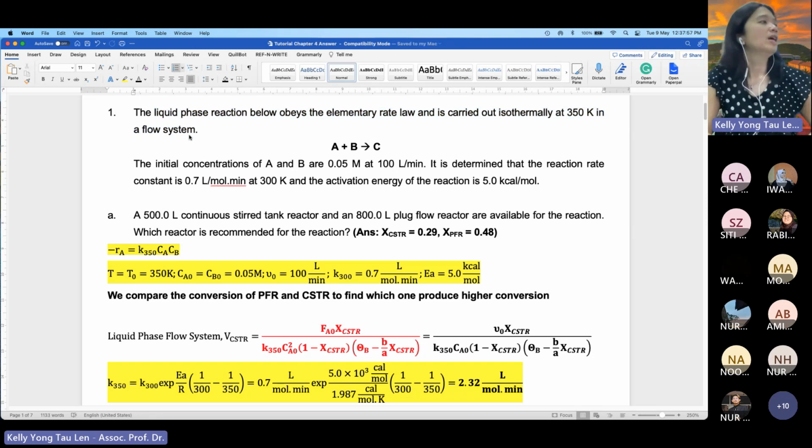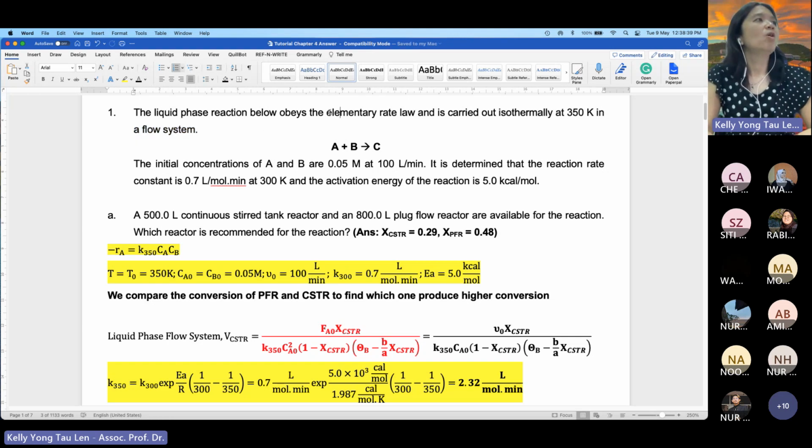So the first information is liquid phase reaction in a flow system. Okay, so you must understand, for a flow system, the equation will be different depending on whether this is a gas phase reaction or a liquid phase reaction. So you have to really know the difference in the equations when we are talking about gas phase or liquid phase. When it involves a flow system, meaning PFR or CSTR, they are flow reactors, you have to really know how the equation will differ according to the phase.